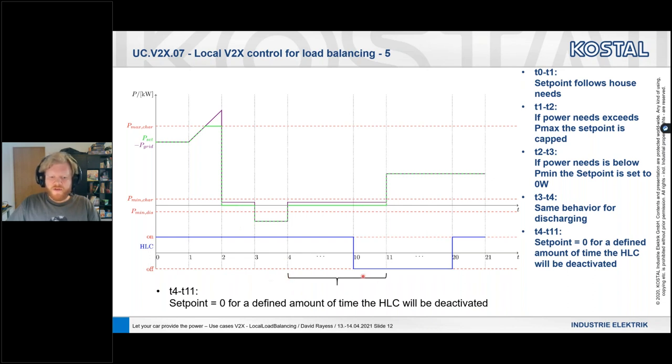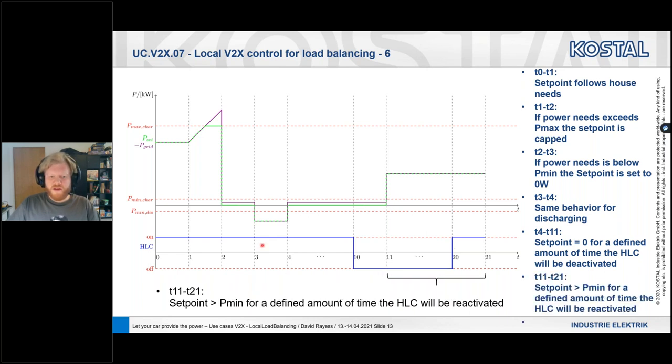For longer periods with low set points, the high level communication with the vehicle is stopped, and the charging electronics and the vehicle go into a sleep mode. And if enough power is requested over a longer period of time, the charging electronics and the vehicle are woken up and the communication is restarted.